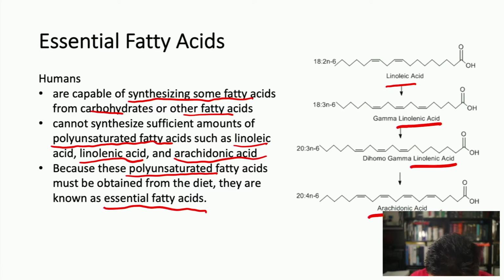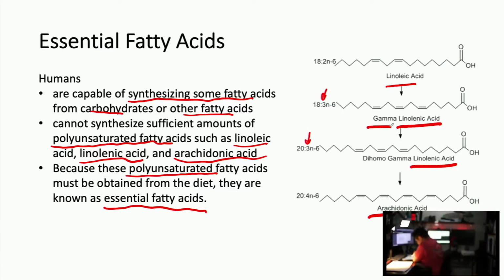And I'm glad to see that it's written correctly here, right? With 3 double bonds, right? So the difference between gamma linoleic acid and dihomo gamma linoleic acid, right, is that there are 2 extra carbons here than there are here. Okay? So the one we talked about before was this one in the previous slide.